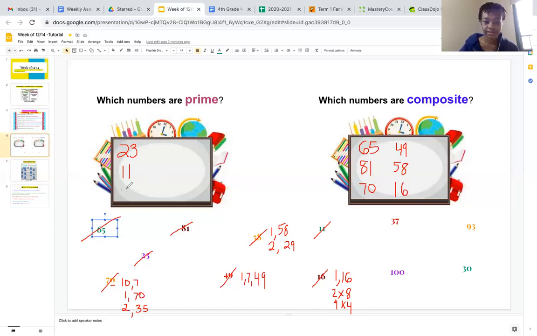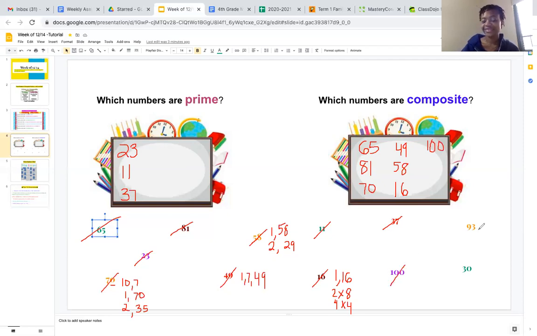37, I believe, goes here. Prime, there's only 1 and 37. 100, that's a pretty large number, but just because the number is like 3 digits long or large, it doesn't necessarily mean that it's composite. But in this case, we know that it is composite. There's 1 times 100. There's 2 times 50. There's 4 times 25, etc., etc. So here's 100.